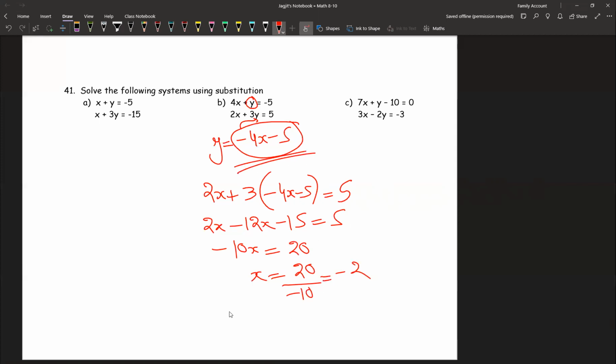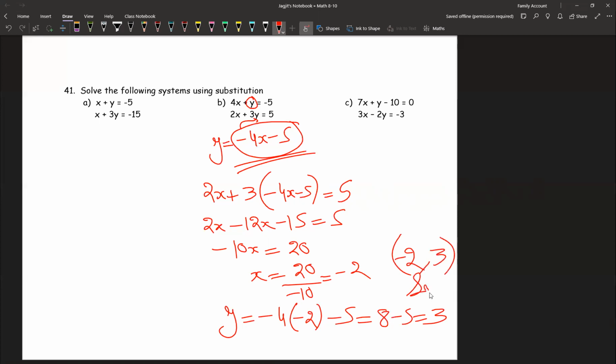Plug it back in from here to get the y value. That'll be minus 4 times x minus 5. Minus 4 times minus 2 is 8, minus 5, which is 3. So x is minus 2, y is equal to 3. That is your solution. Simple. On C, you will again isolate your y. Just redo the whole steps.